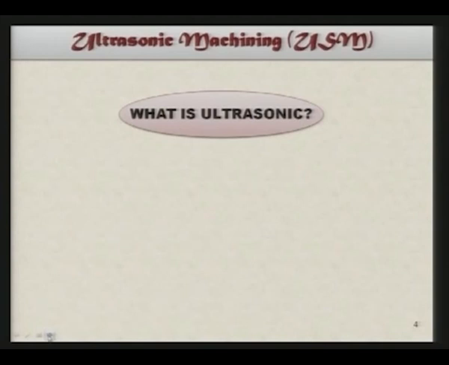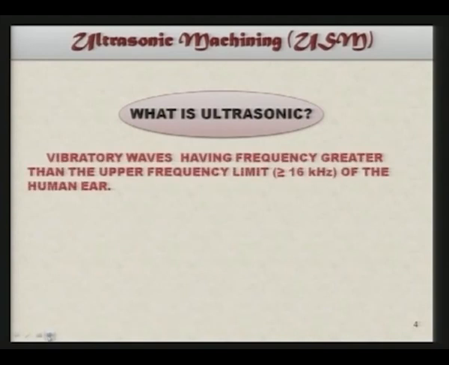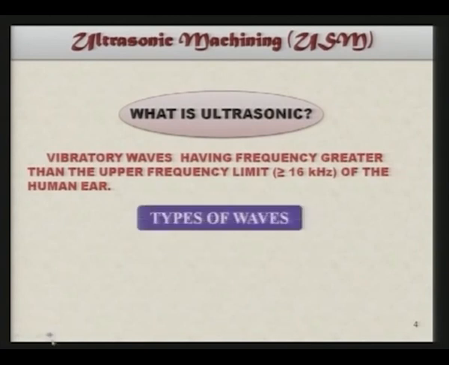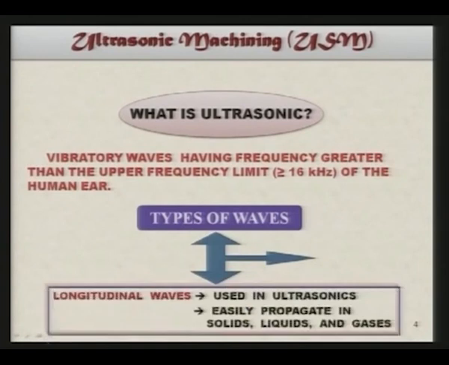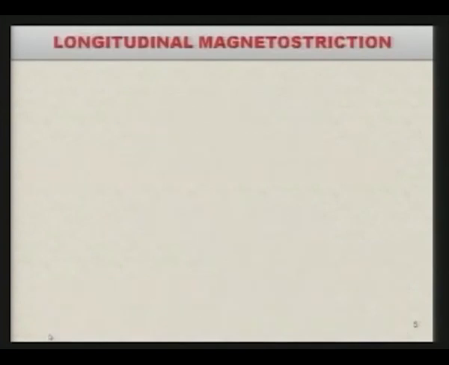First question is, what is ultrasonic? Ultrasonic is vibratory waves having frequency greater than the upper frequency limit of the human ear, and that is greater than or equal to 16 kilohertz or 16,000 hertz. Types of waves: there are basically two types of waves. One of them is known as longitudinal wave, another is known as shear wave. In case of ultrasonic machining, we normally use longitudinal waves. They easily propagate in solids, liquids as well as in gases.